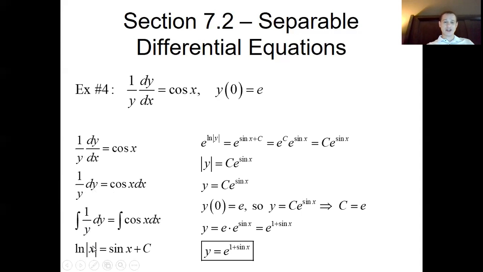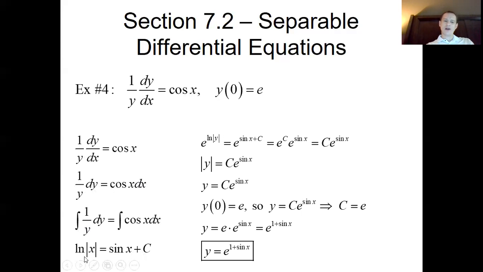Integral of 1 over y should say, oh, that's a typo. What should that say? It should say natural log of absolute value of y. I'll fix that for you before I upload the PDF. And the integral of cosine of x is sine x. So you have natural log of the absolute value of y equals sine x plus c.